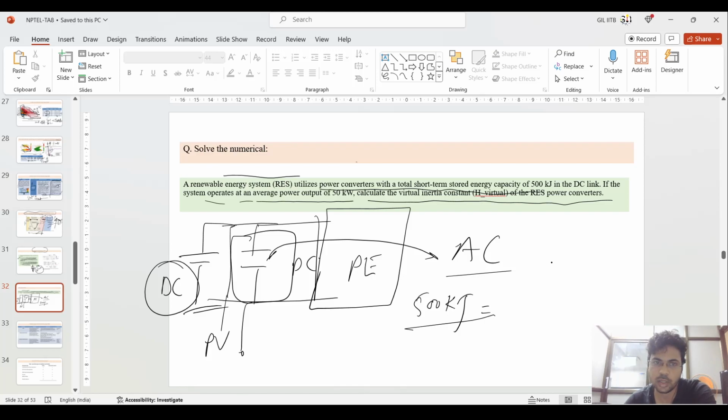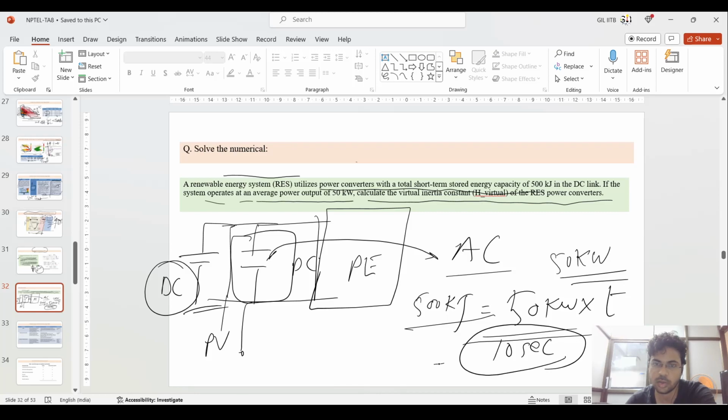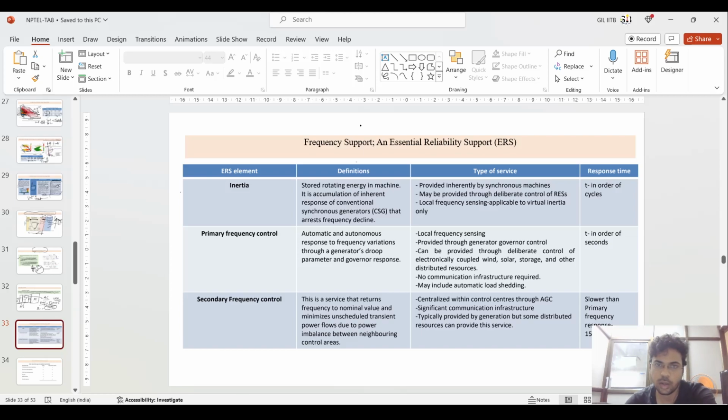So 500 kilojoule is the energy which is available. And the utilization, the average power output, is 50 kilowatt. If you divide the energy by this 50 kilowatt, you get the time frame for which you can utilize it. For 10 seconds you can use that. This inertia constant H virtual is for 10 seconds. That is the main crux: how much utilization you can take depends upon how much is demanded.